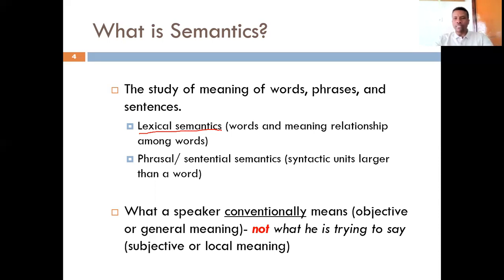So the meaning is not a simple combination of the meaning of the words that you have in those compound words. Sometimes we have phrasal or sentential semantics, which means a syntactic unit larger than a word can come up with a different meaning. In semantics, we are concerned about what the speaker conventionally means, the objective or the general meaning. We're not expecting to see what the speaker is trying to say. It's not the subjective or the local meaning. We are concerned about getting the conventional or objective meaning whenever you talk about semantics.